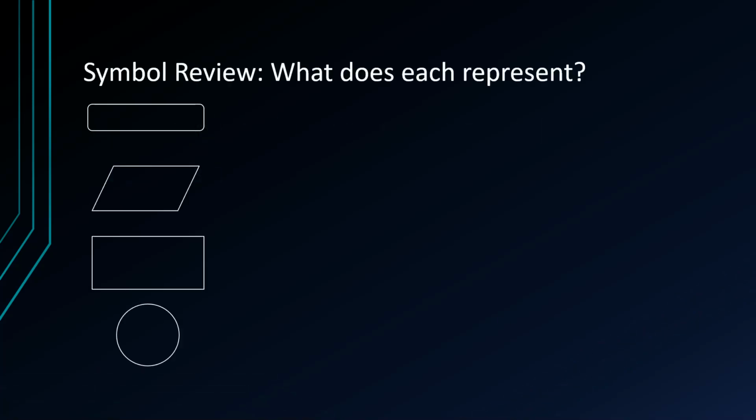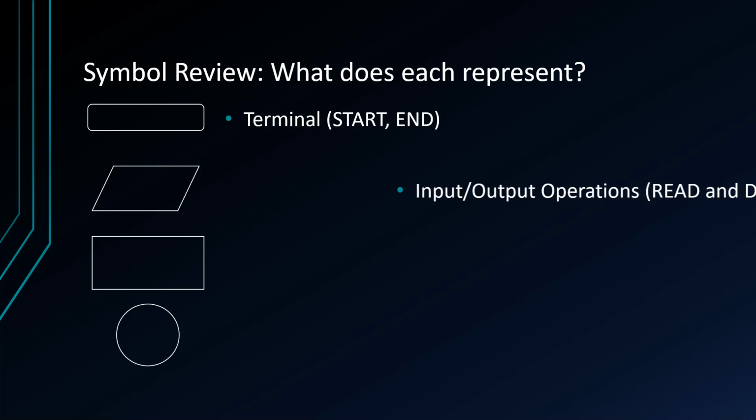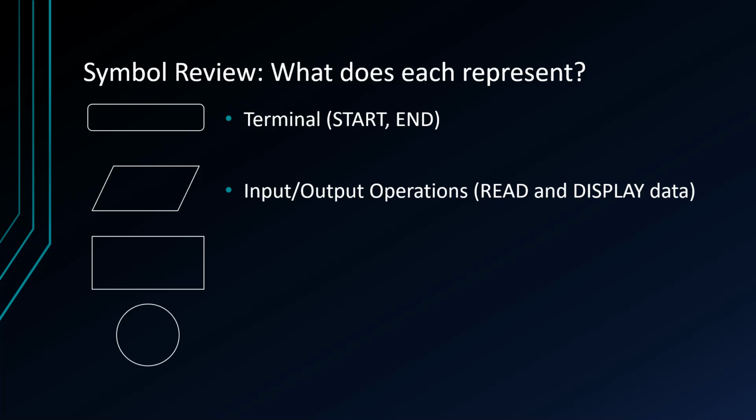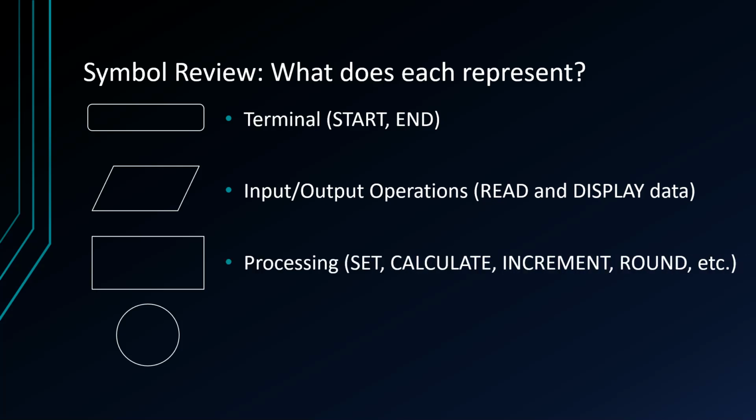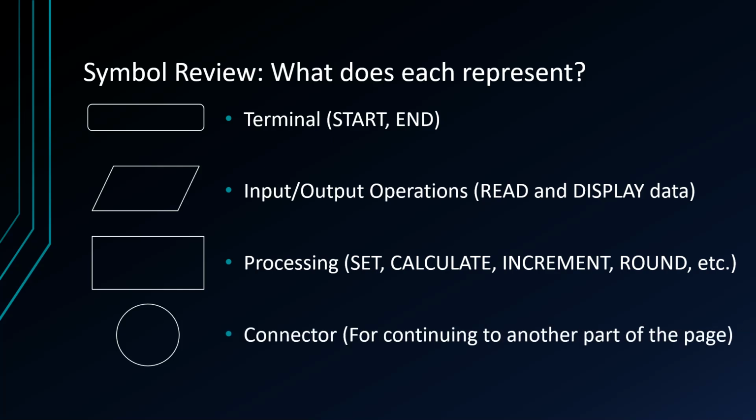So what are these symbols? On the left-hand side, these are the 4 symbols we learned during the last design session. The first one is our terminal symbol, which basically represents the start and end of every single flowchart that we do. Following that, we have the parallelogram, which is an input-output symbol for reading and displaying data. And then next up, we have our rectangle, our processing shape, which we use for all forms of processing. Some of those might be setting a value, calculating a value, incrementing a value, rounding a value, or anything in between. And then finally, we learned the connector symbol.